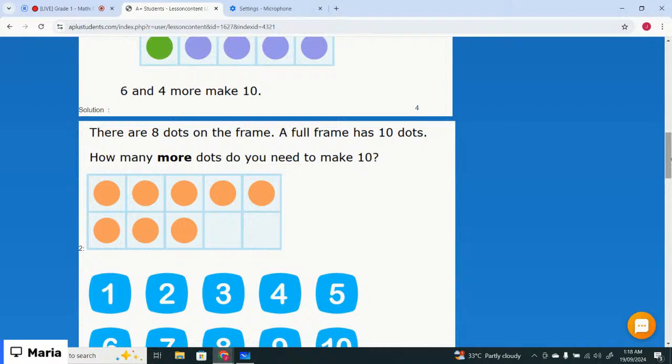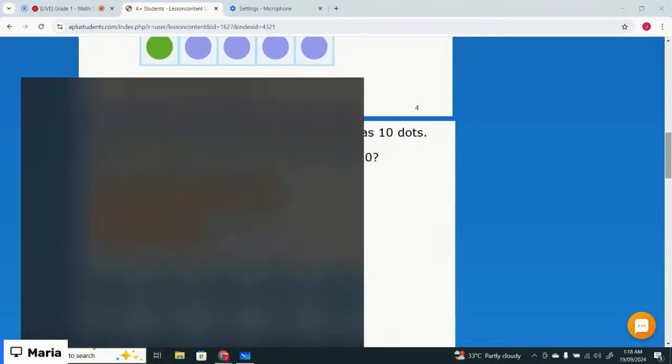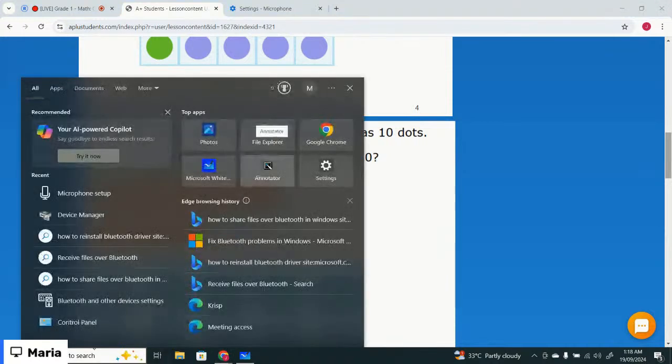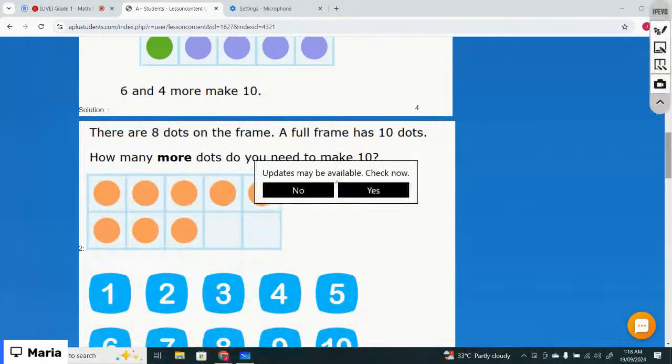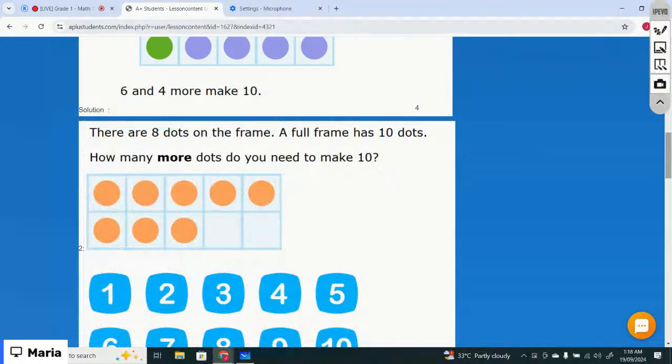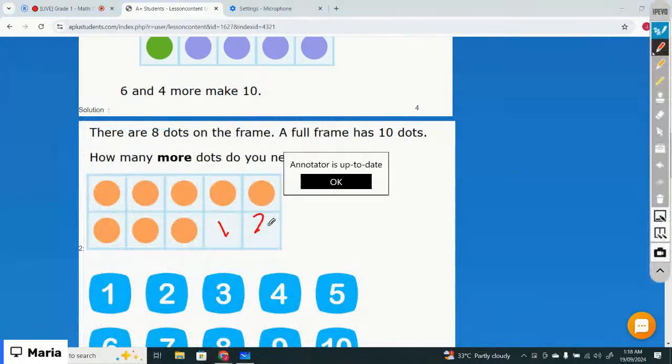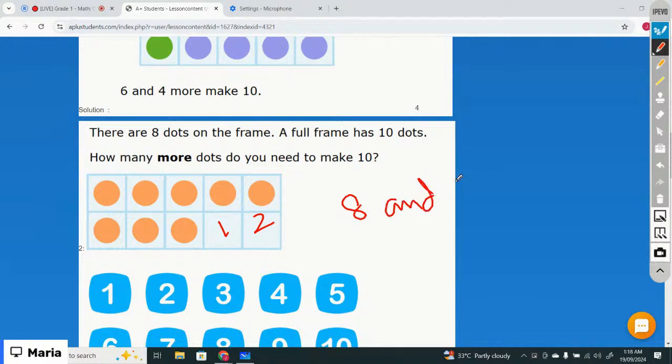A full frame has 10 dots. How many more dots do you need to make 10? So you already have 8, just count the blank spaces. You have only 2 blank spaces, right? That means if you have 2 more dots, then the frame is full, you have 10. So 8 and 2 makes 10. Got it?